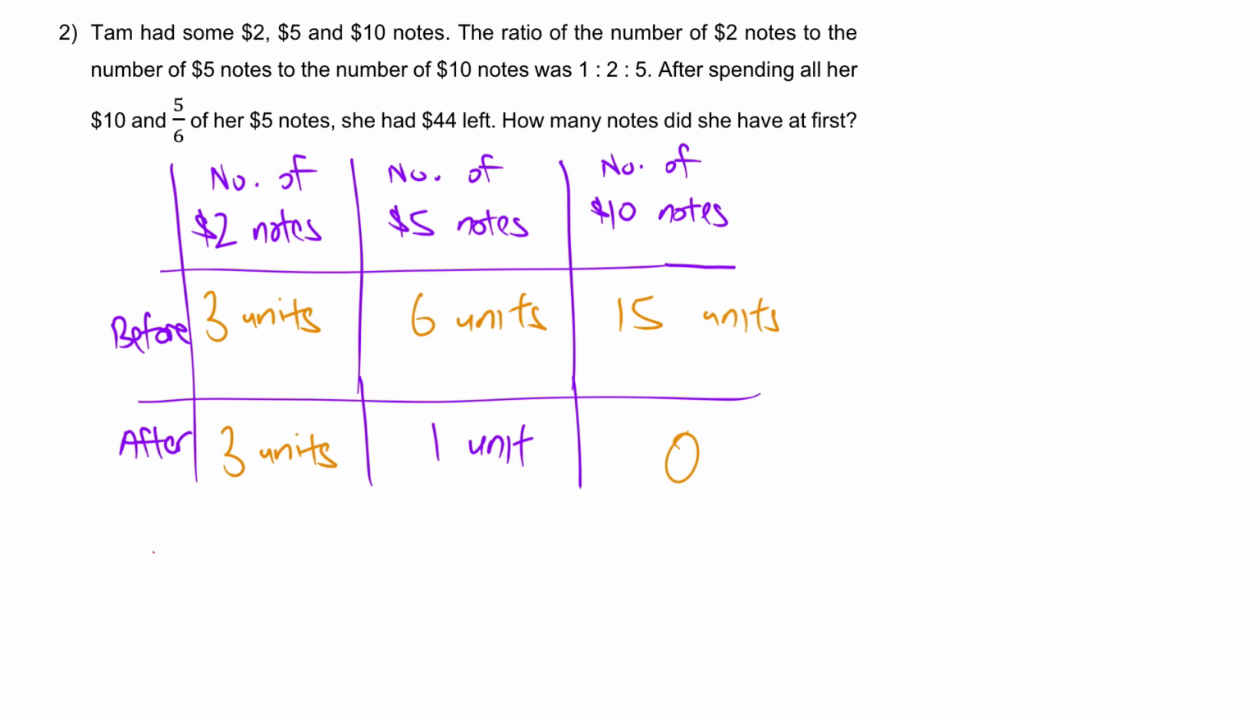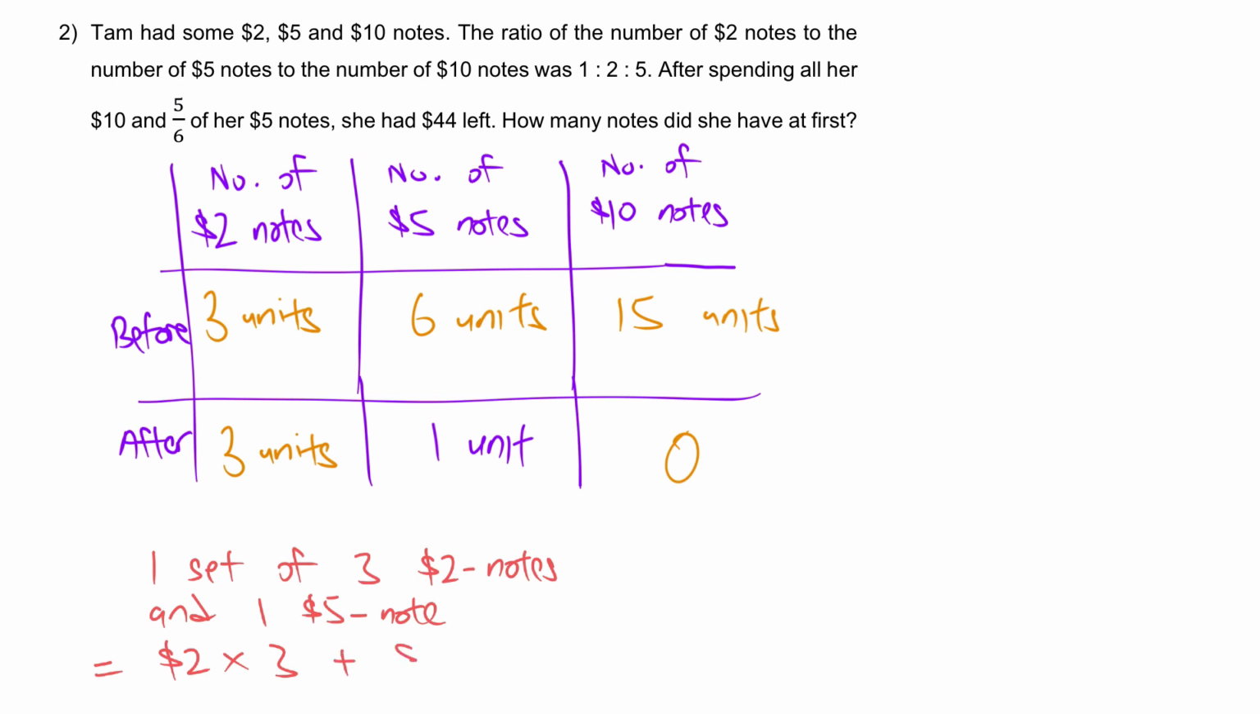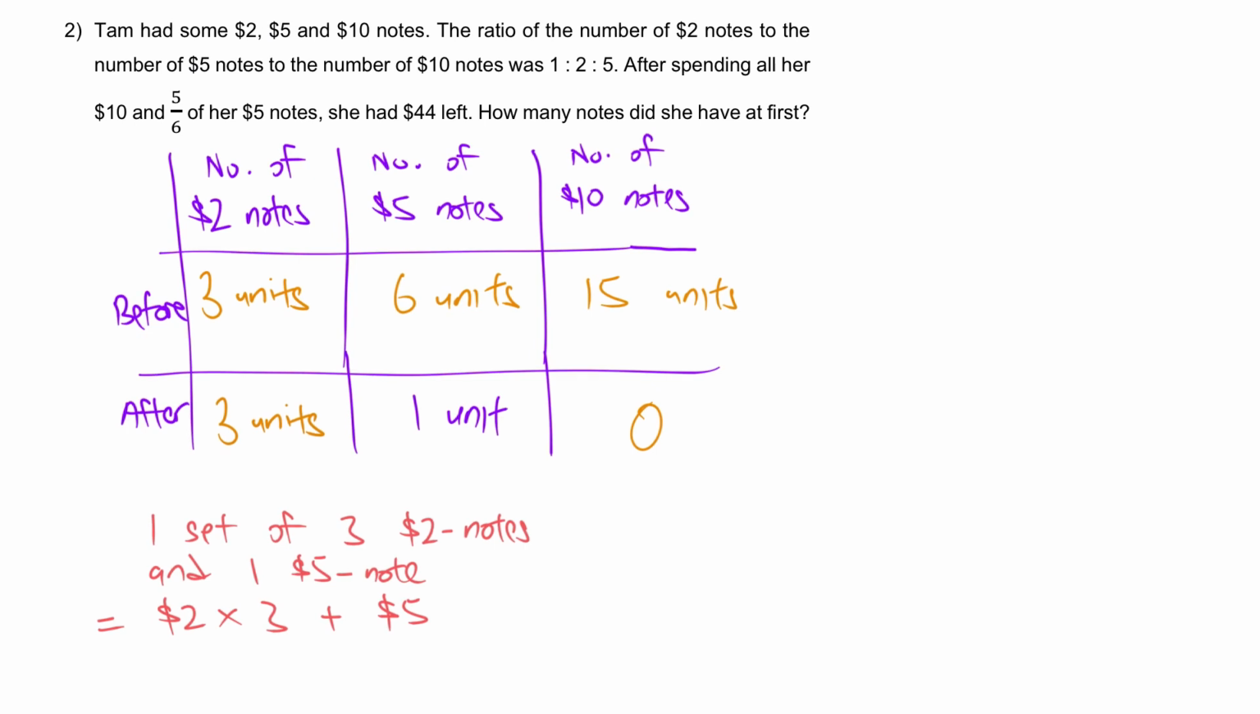Let me use another color. One set of 3 $2 notes and 1 $5 note is equal to $2 times 3, right? We have 3 $2 notes plus a $5 note. In total, this will give us $11. This is $11 per group. So how many groups of this will give you $44?